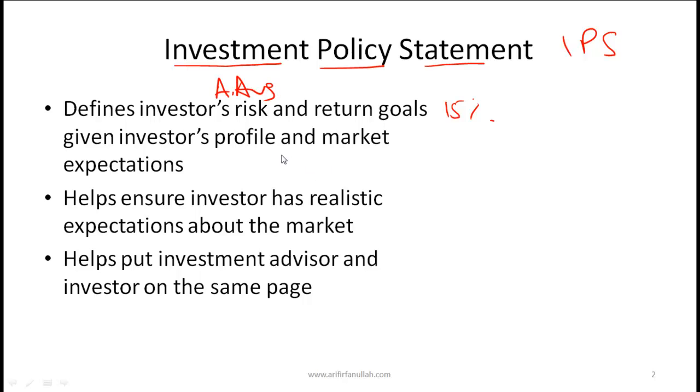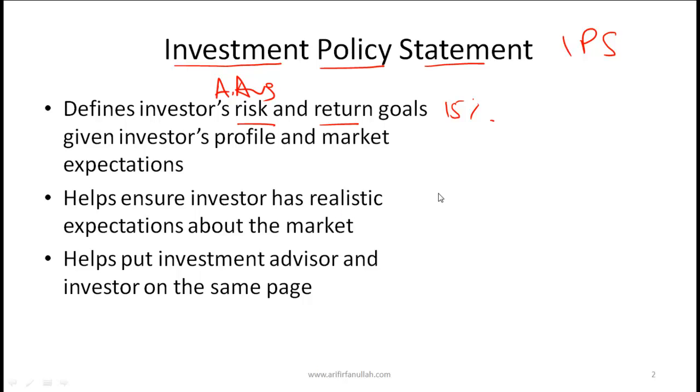How we come up with these terms we will talk about shortly, but this is perhaps one of the most important parts of the investment policy statement, where we are defining the investor's risk and return objectives. So once we create the investment policy statement, which by the way will have a lot more detail, which we will cover in the next few slides, this IPS helps ensure that the investor has realistic expectations about the market. So clearly the risk return objectives need to be set in the context of the market.